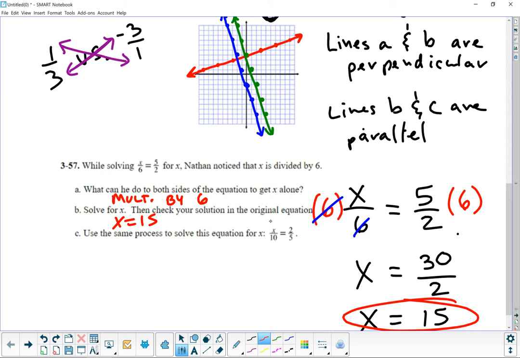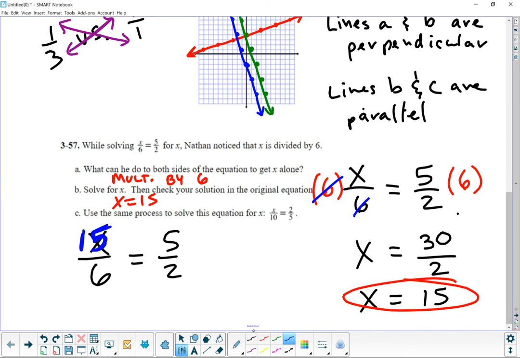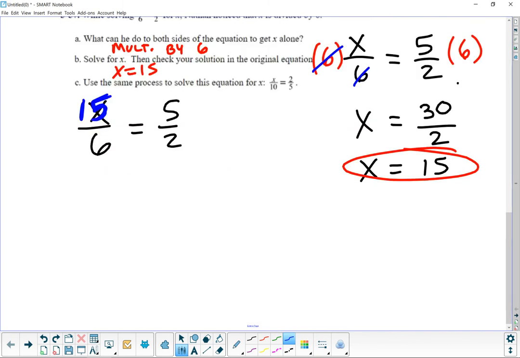Okay, and this is check your solution in the original equation, meaning that in the original equation right there, x over 6 equals 5/2, we need to plug in 15 in place of the x. So we get x equals 15. That means x literally is 15. Okay, and by doing that, we get 15 over 6 equals 5/2.